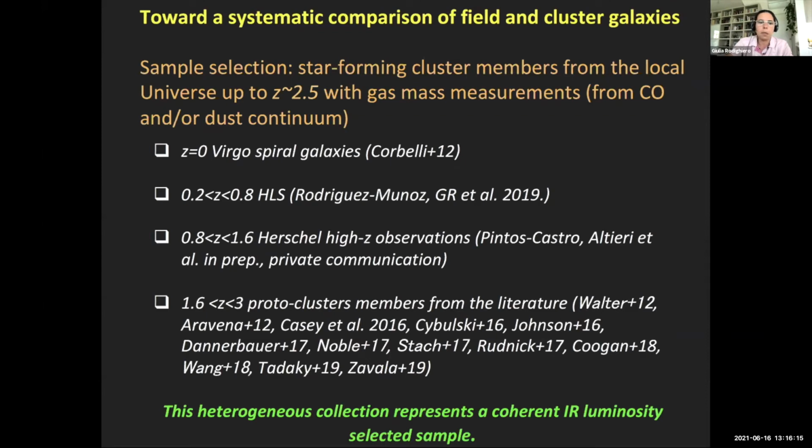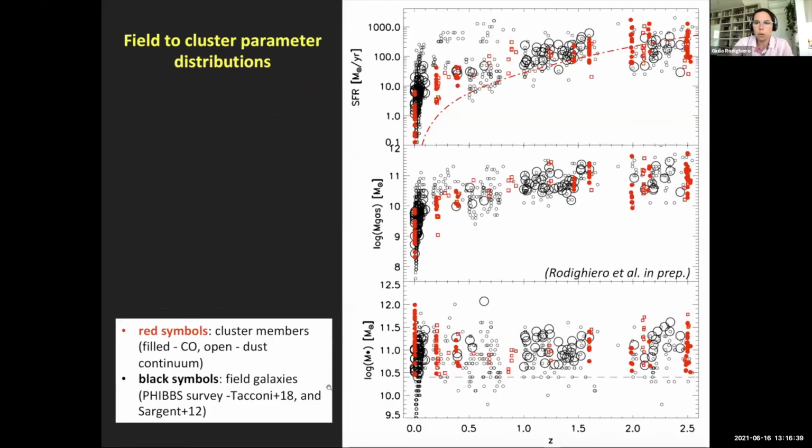Anyway, it was time to put together much information that is spread along the literature with complementary data from our Herschel Lensing Survey and other Herschel programs, which derived the far infrared counterparts of cluster members up to redshift 1.5, and from which we can derive the gas mass from the continuum. I'm not going into the details of the single datasets; I can give more details in the Slack channel. But let's say that this sample likely represents a combination of sources that looks like a coherent luminosity-selected, star formation rate selected sample.